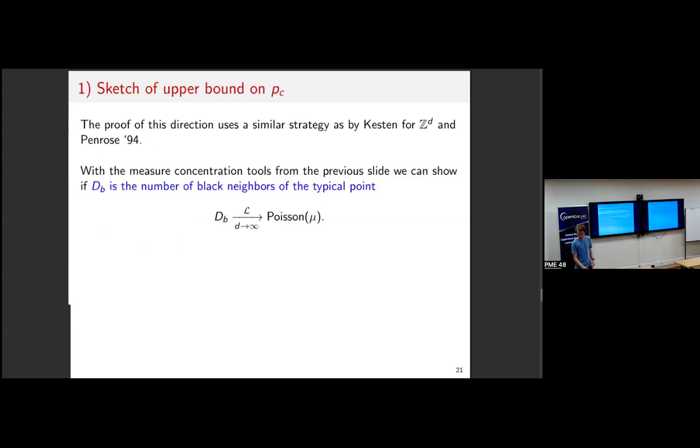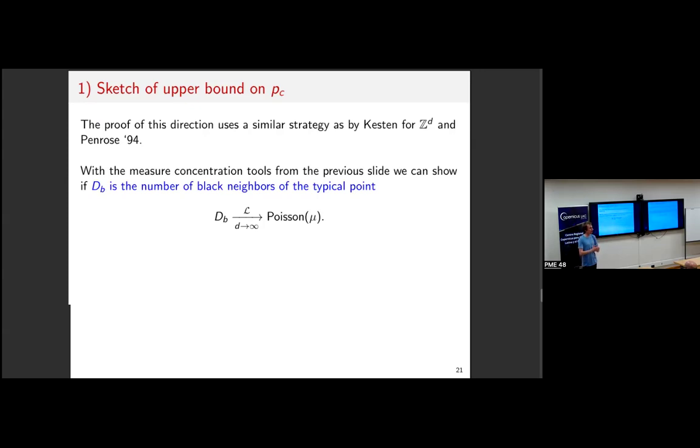Okay, so first, for the first direction, using all those measure concentration things and the location of the black neighbors, it's quite easy to show that the number of neighbors will converge in distribution to a Poisson random variable with parameter mu. Basically, if the connections are independent, you just throw an independent coin to decide if it's a black neighbor or not, and then the number of neighbors follows a Poisson law. So this is the first step that you can do.